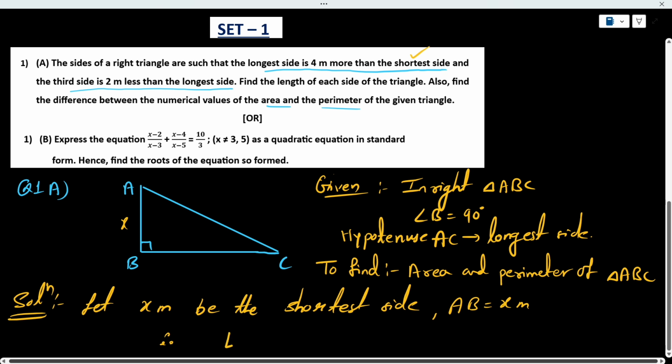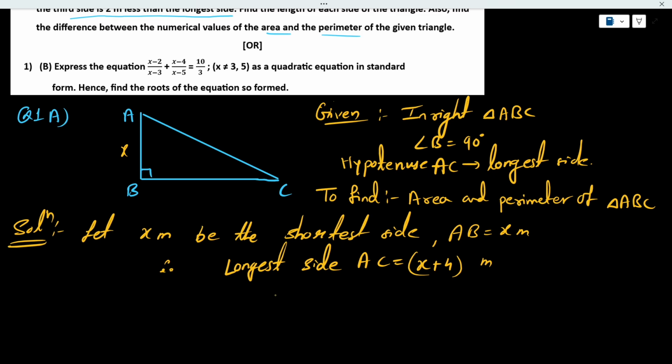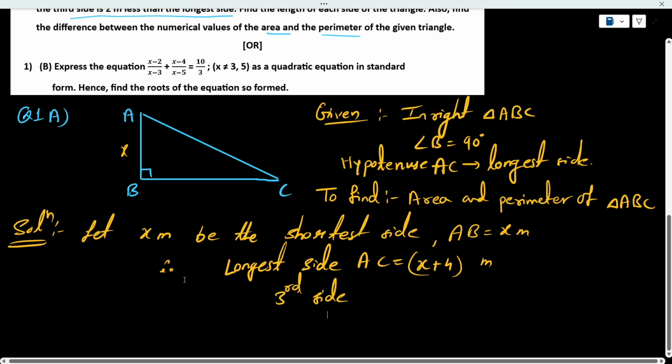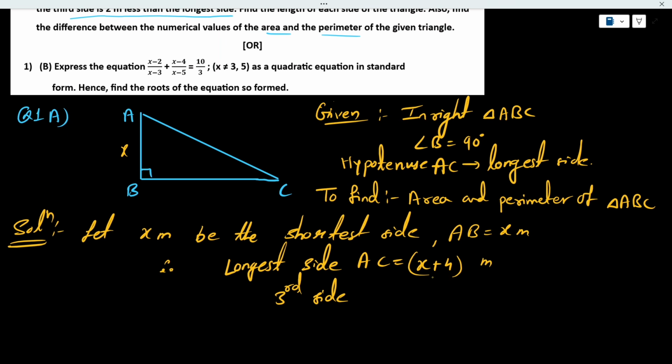Now what is the longest side here? Longest side is hypotenuse, which is AC, that is 4 meter more than the shortest side. So it is going to be x plus 4 as per given question, right? And what is going to be the third side? It's given third side is 2 meter less than the longest side. So what is your longest side here? x plus 4. So I can take as per question x plus 4 minus 2, which is nothing but x plus 2 meter.